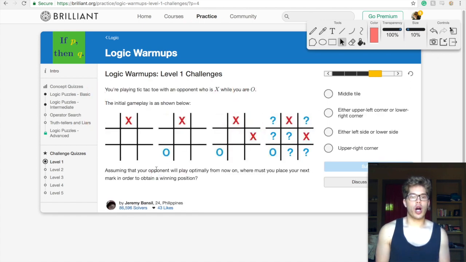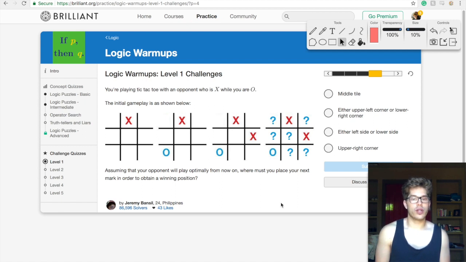Assuming your opponent will play optimally from now on, where must you play next in order to obtain a winning position? And I'm assuming we are the X's, as X went first. Or no, we're the O's, right? Are we X's or O's? You're playing tic-tac-toe with an opponent who is X while you play O. Okay, we're the O, and we want a winning position. Where must we play in order to obtain a winning position?